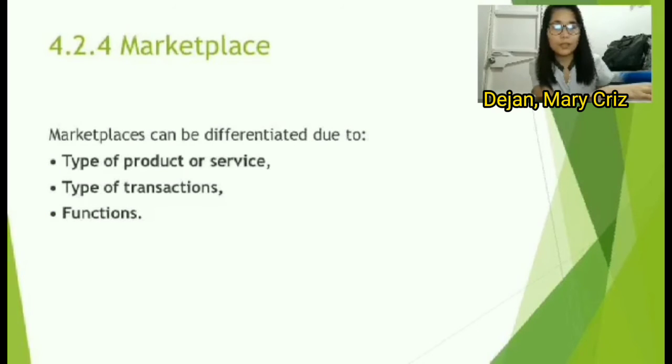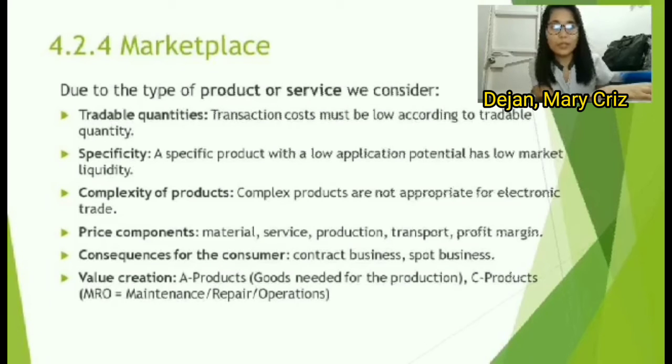Marketplaces can be differentiated due to types of product or service, types of transactions, and functions. Due to the types of product or service, we consider tradable quantities. Transaction cost must be low according to tradable quantity. The specificity: a specific product with a low application potential has low market liquidity. The complexity of products: complex products are not appropriate for electronic trade. Price components, consequences for the consumer, and the value creation.